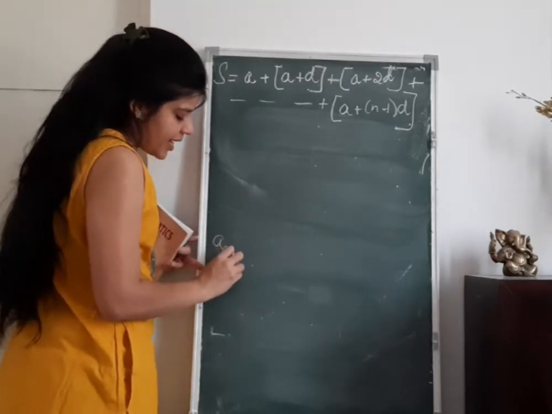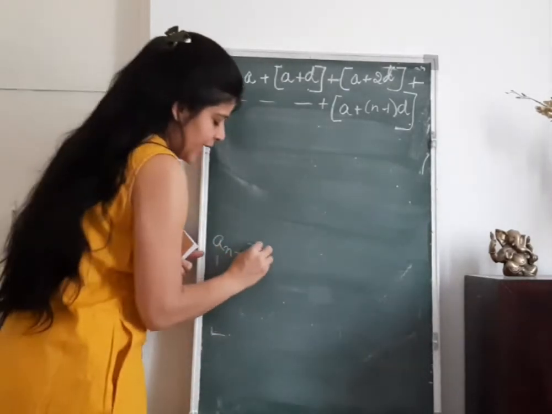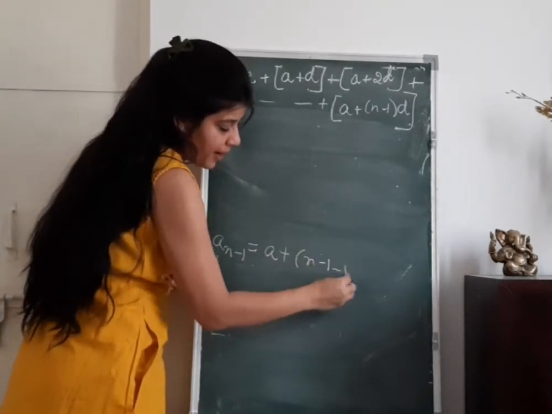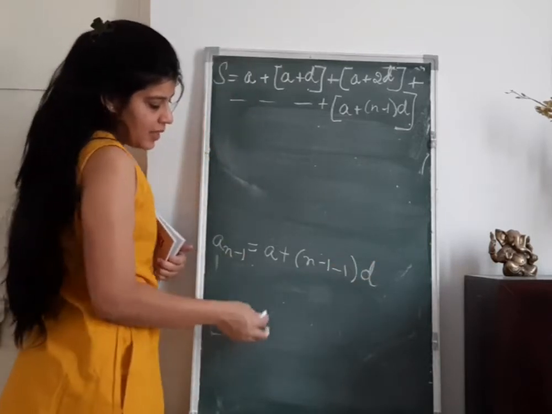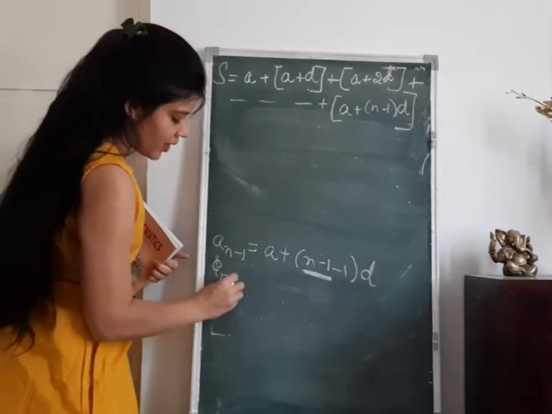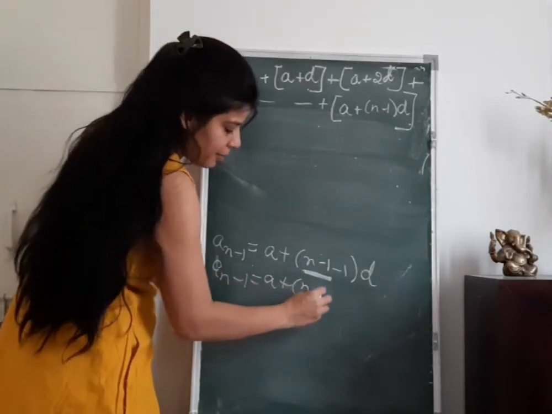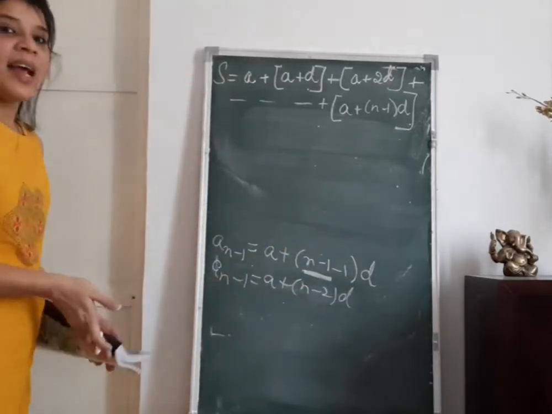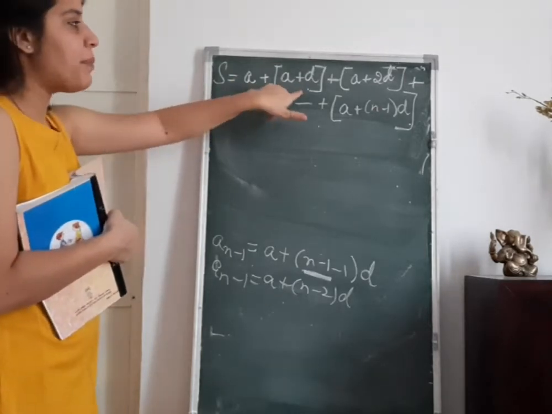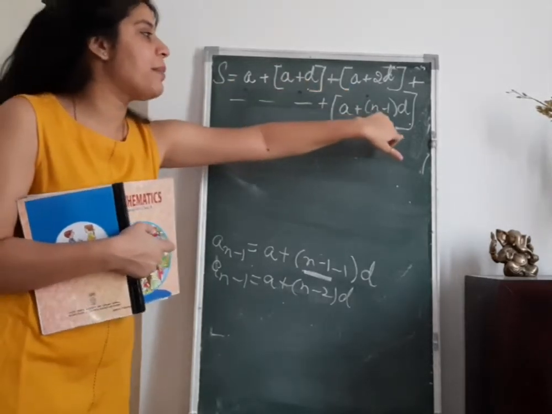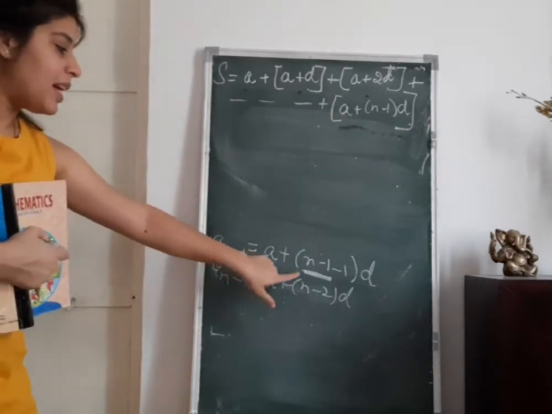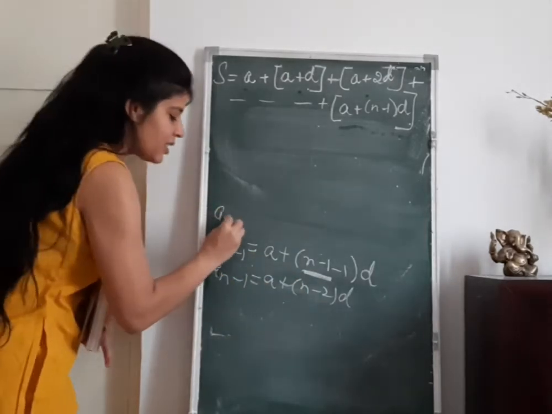What will be the An minus 1 term? Because instead of n, I am putting n minus 1 there. So An minus 1 is equal to what? A plus n minus 2 into D. Right? As I have explained to you how we have reached A1 as A, A2 as A plus D, A3 as A plus 2D, and An as A plus n minus 1 into D. In the similar manner, An minus 1 will be equal to what? Because An is equal to what?